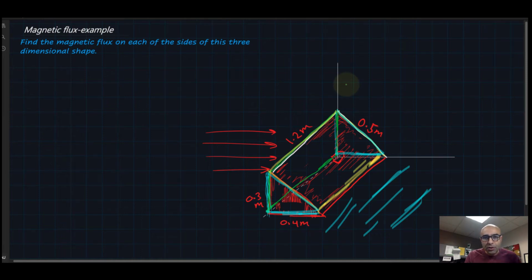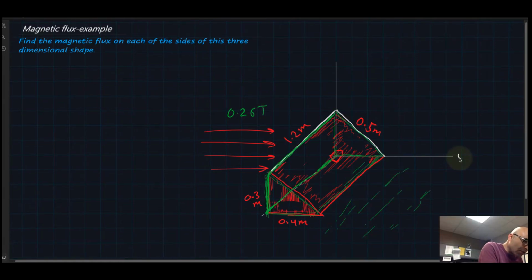In this example, we have a magnetic field coming from left to right, and this magnetic field is equal to 0.26 Tesla, and it's hitting this five-sided shape. I'm going to call this axis the Y, and this axis Z, and this axis coming toward us X, okay? So the magnetic field is coming this way.